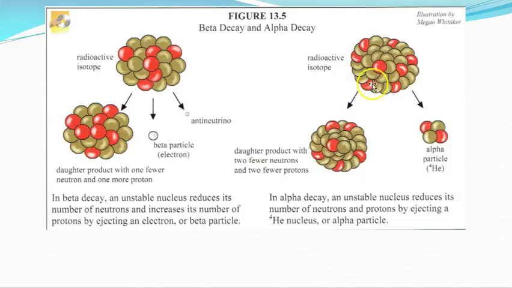Here's another radioactive isotope, and it's got alpha decay. So in alpha decay, it emits a particle of helium, an atom of helium, which is, remember, 2 protons and 2 neutrons. So the daughter product, with 2 fewer neutrons and 2 fewer protons, is pictured right here.